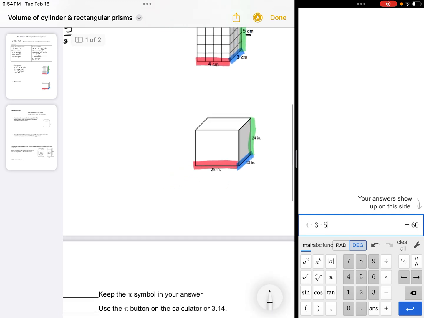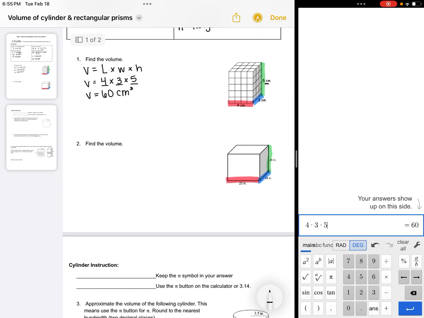So let's scroll back over here to our question. The first thing that I always do is write down the formula so I can practice which one I'm writing. So volume equals length times width times height. Plug in the different numbers. So volume equals 25 times 18 times 24.